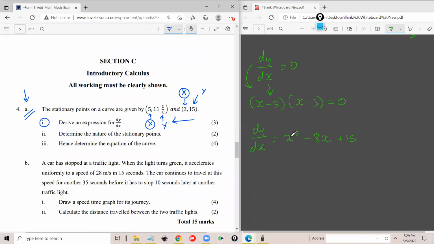Because I guarantee you, if you take this and put it equal to 0 and try to solve this quadratic, whether by factorization or using the quadratic formula, you're going to get back to 5, and you're going to get back to 3. Right? So to me, part 1 was the hardest part. Everything is pretty much easy in comparison. So I'll give you a few minutes for that.